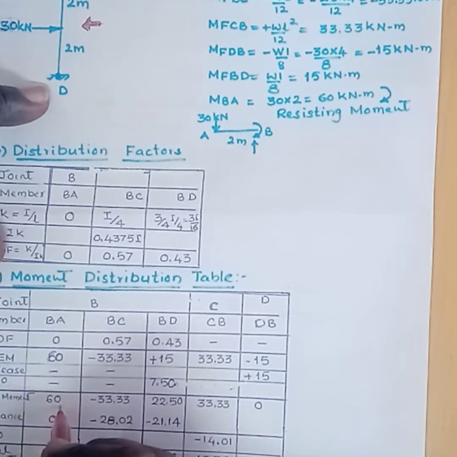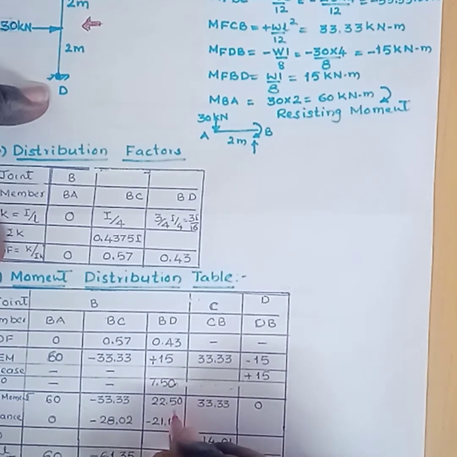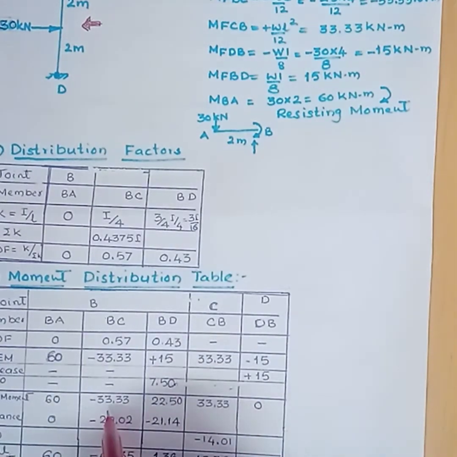This one is 60, this one is minus 33.33, this one is 15 plus 7.5, that is 22.5, this one is 33.33, this one is 0. Here, these are the initial moments. Now, by observing this joint B, at joint B there is an unbalanced moment.